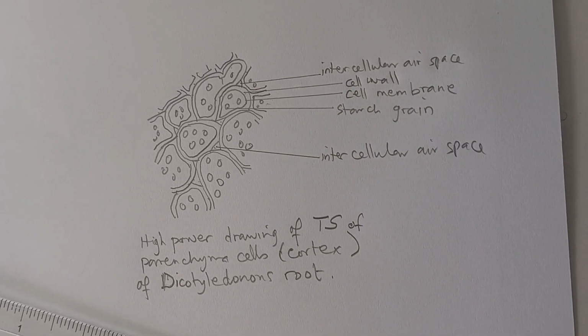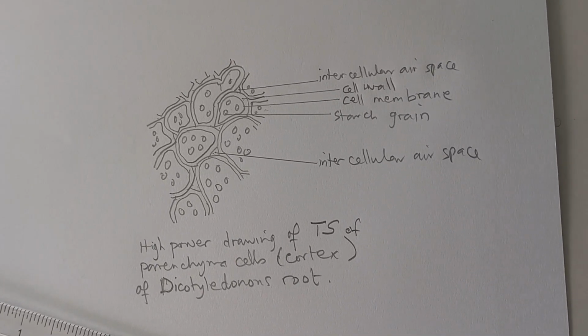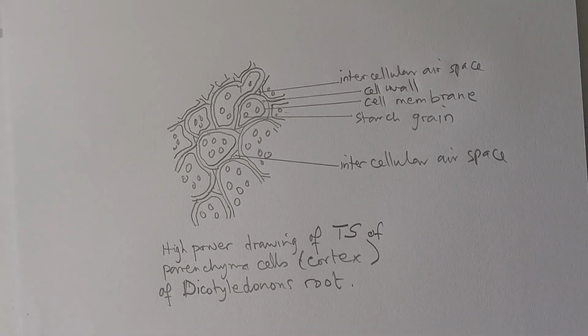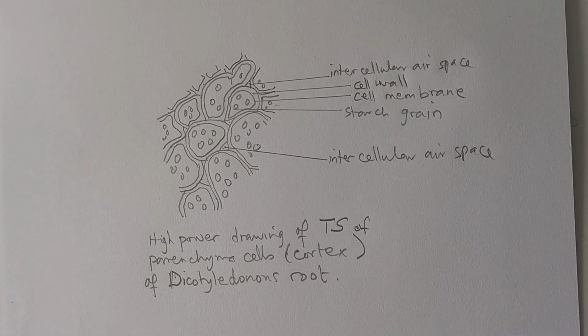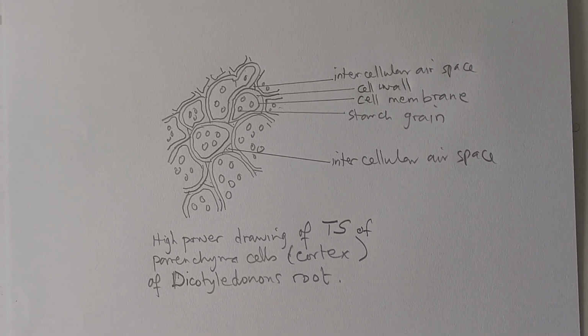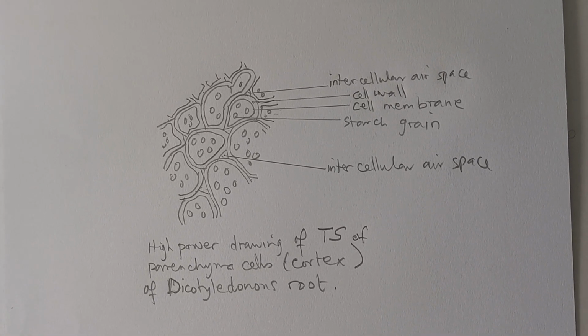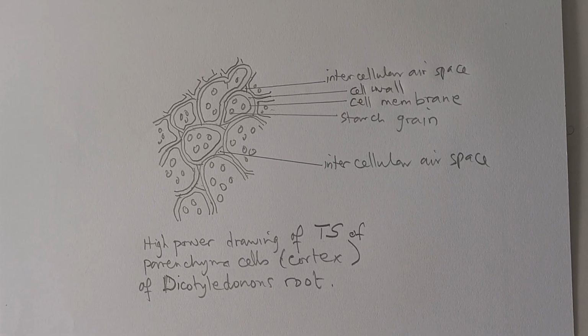This brings us to the end of today's lesson. In our next lesson, we will look at how to draw parenchyma and sclerenchyma tissues under the high-power optical microscope.